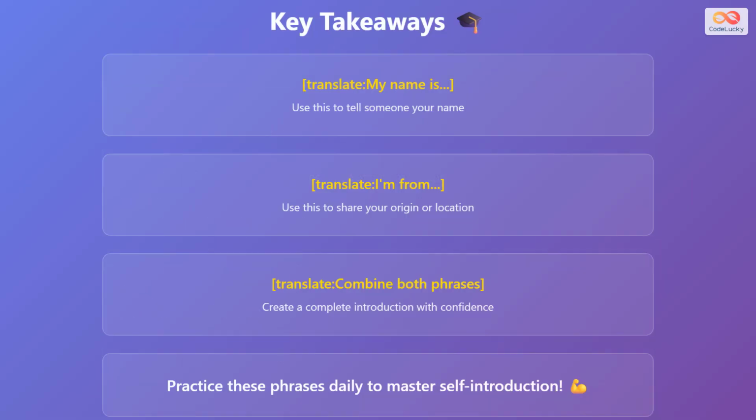Remember 3 important phrases. Use "My name is" followed by your name to introduce yourself. Use "I'm from" followed by your city or country to tell people where you are from. Combine both phrases to create a complete introduction with confidence. Practice these phrases daily, and soon you will be able to introduce yourself naturally and confidently in English.